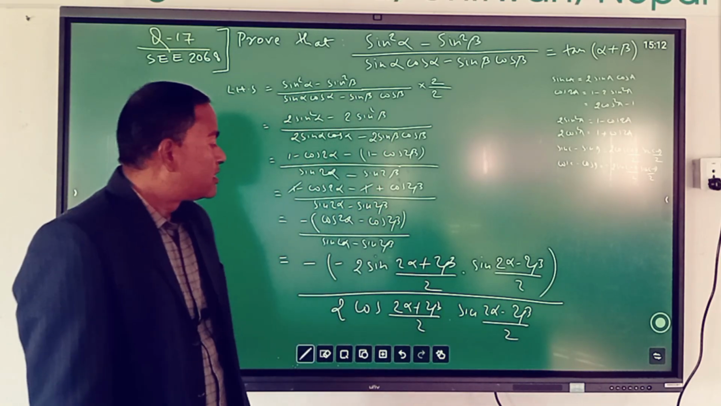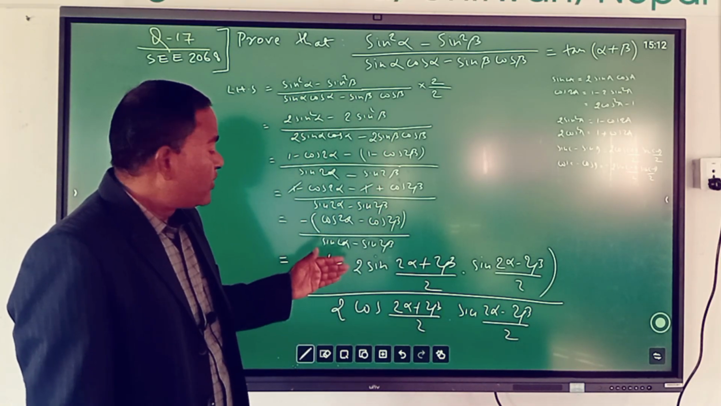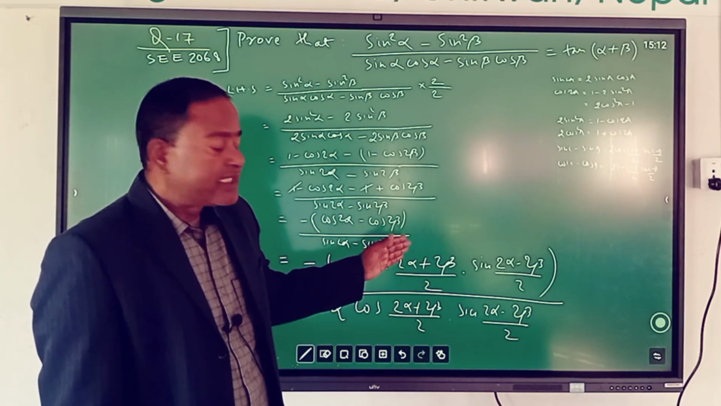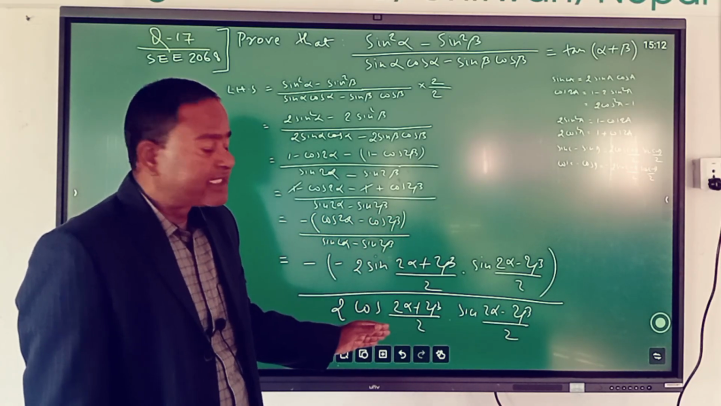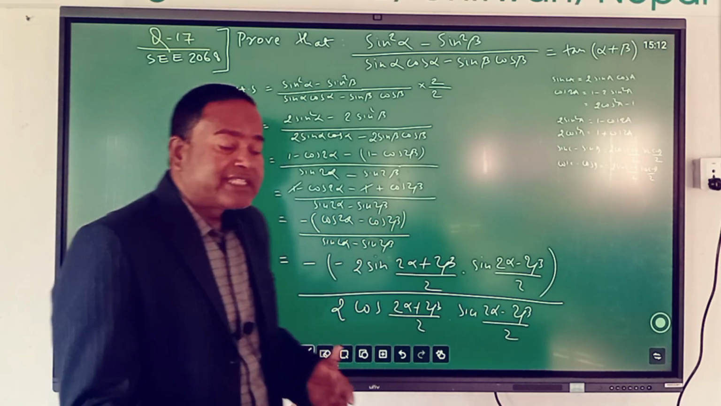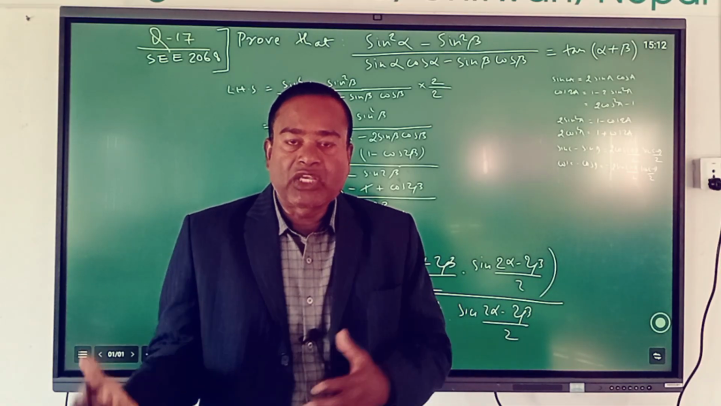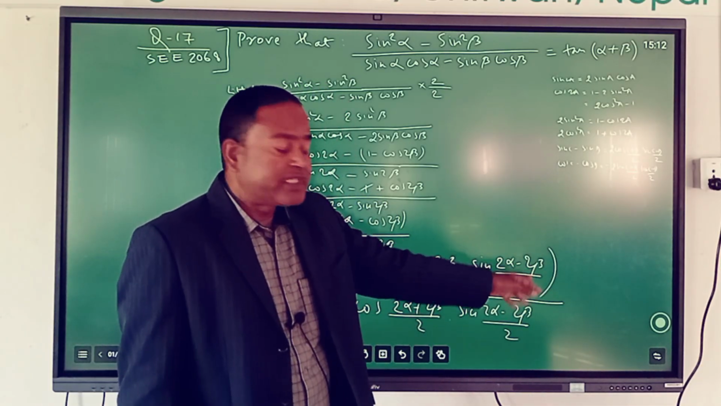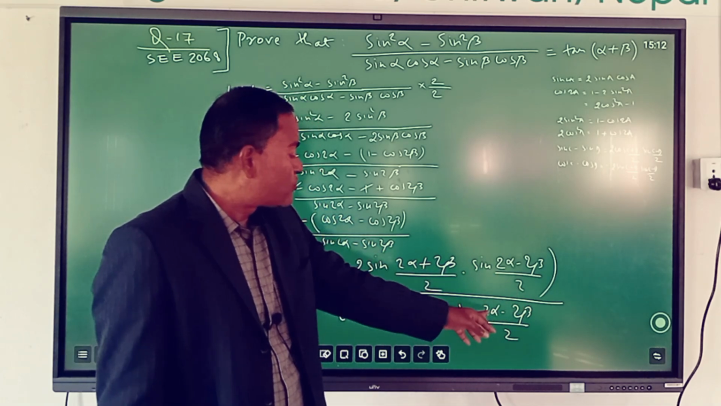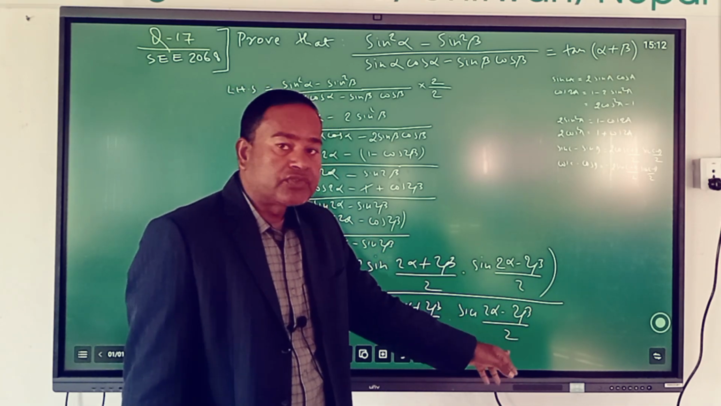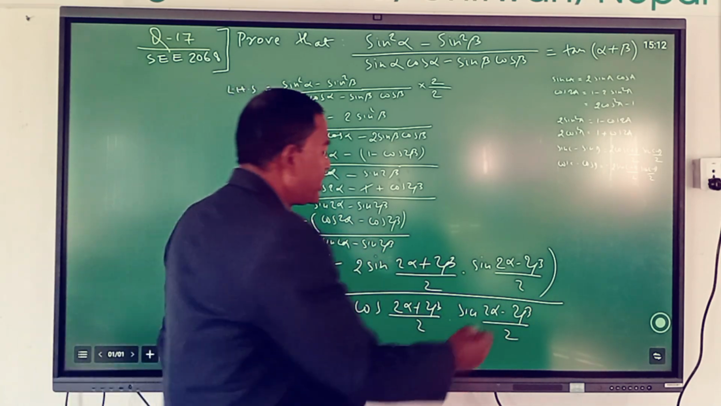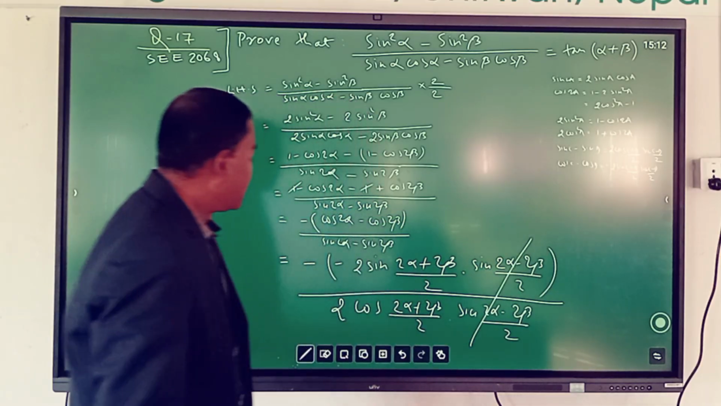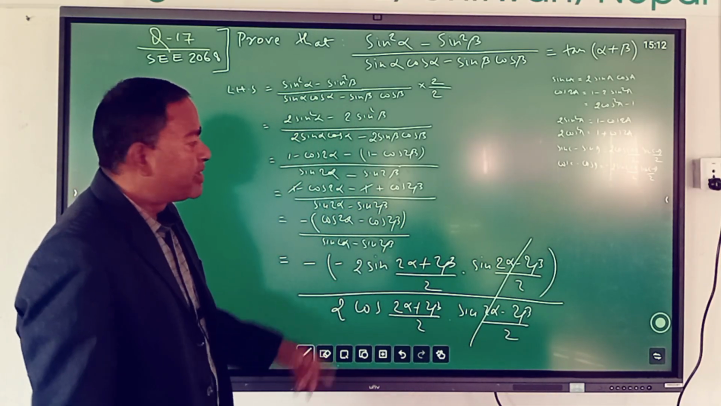So dear students, in this step we have used the formula of cos C minus cos D and sin C minus sin D. Now let's cancel the equal terms. So dear students, sin (2alpha minus 2beta) divided by 2 and sin (2alpha minus 2beta) by 2, both are the same, so we can cancel, and minus minus will become plus.